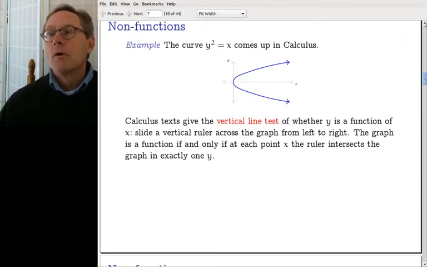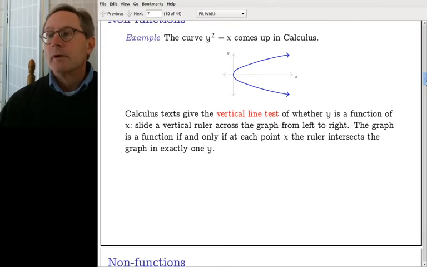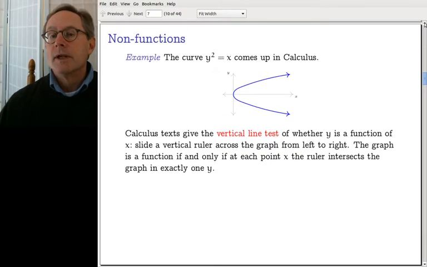Non-functions. So what's going on here? I'm having a little trouble with the PDF reader. There we go.